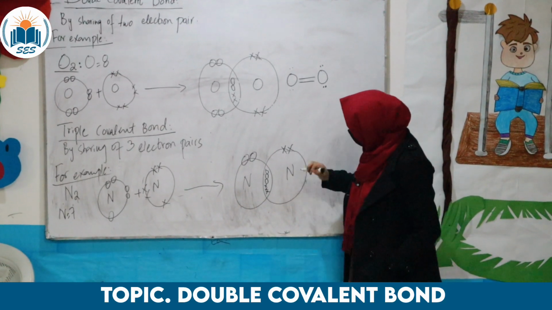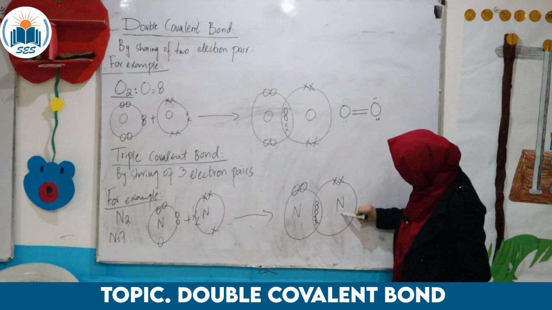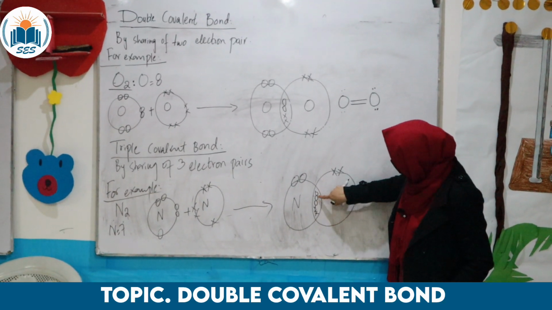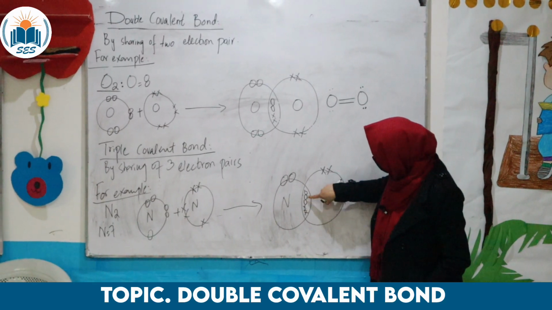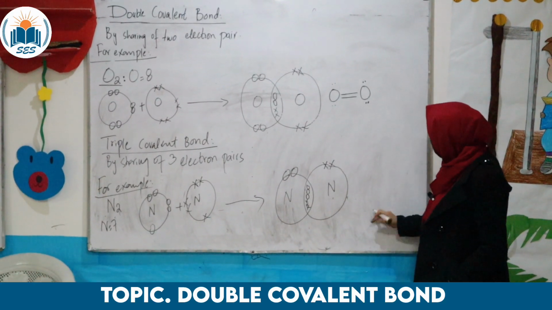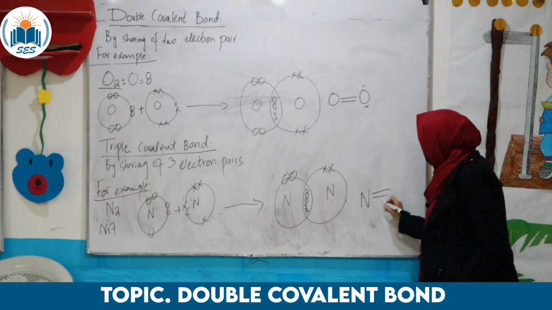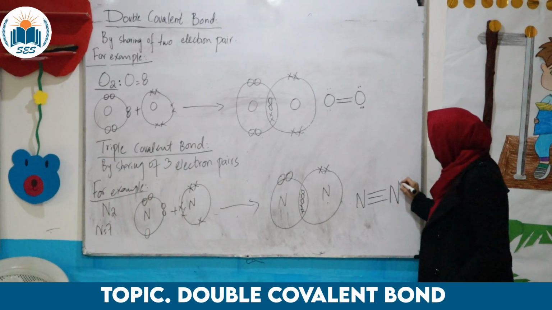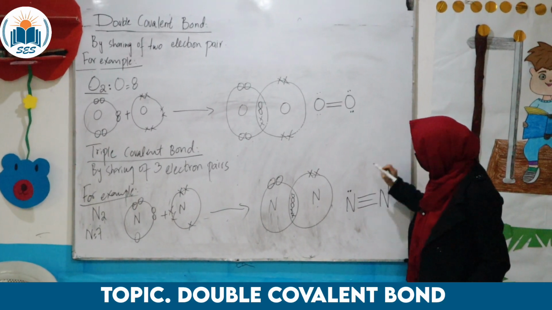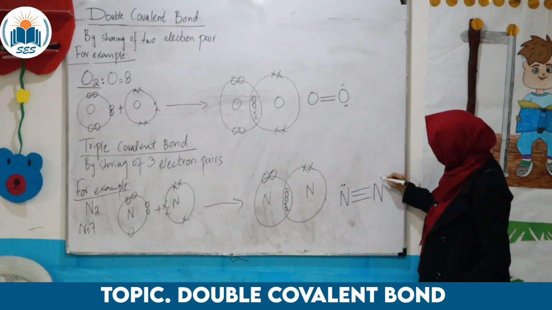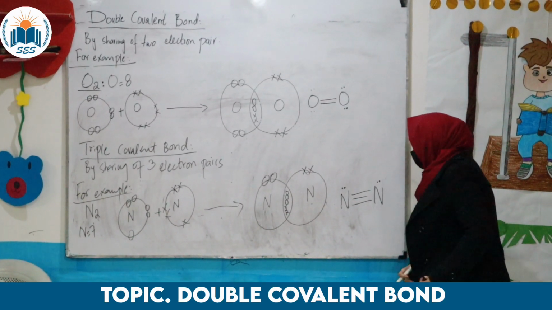Now check whether they are stable or not, whether they follow the octet rule or not. For this nitrogen atom, 1, 2, 3, 4, 5, 6, 7, 8, it is stable. For this nitrogen atom, 1, 2, 3, 4, 5, 6, 7, 8. Both are stable, both are following the octet rule, and we are going to draw the triple covalent bond. The lone pair left on one nitrogen atom is 1 lone pair, and the lone pair left on the other nitrogen atom is also 1 lone pair.